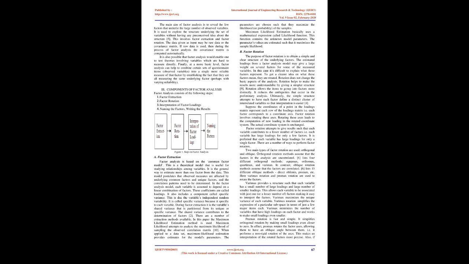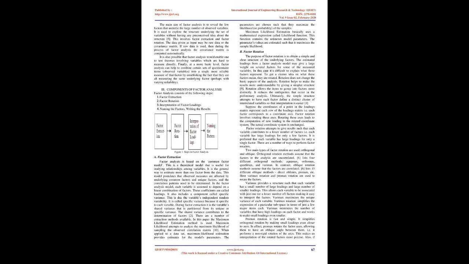In this paper, the maximum likelihood estimation method is used. Maximum likelihood attempts to analyze the maximum likelihood of sampling the observed correlation matrix. When applied to a data set, maximum likelihood estimation provides estimates for the model's parameters. The parameters are chosen such that they maximize the likelihood, or probability, of the samples. Maximum likelihood estimation basically uses a mathematical expression called the likelihood function. This function contains the unknown model parameters. The parameters' values are estimated such that they maximize the sample likelihood.